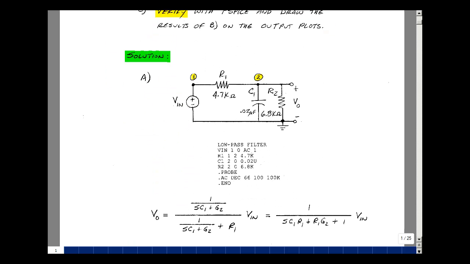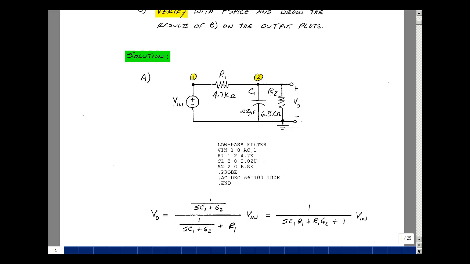To save some space, I showed the SPICE file first, and let me just go through it real quickly. So here I have a title, and a .end, .probe, and then a description of my schematic. My voltage source is between 1 and 0 and has a value of 1, and it's an AC phasor. The resistor R1 is between 1 and 2, has a value of 4.7K. Capacitor C1 is between 2 and 0, has a value of 0.02 microfarads. And then lastly, R2 is between 2 and 0 with a value of 6.8K.